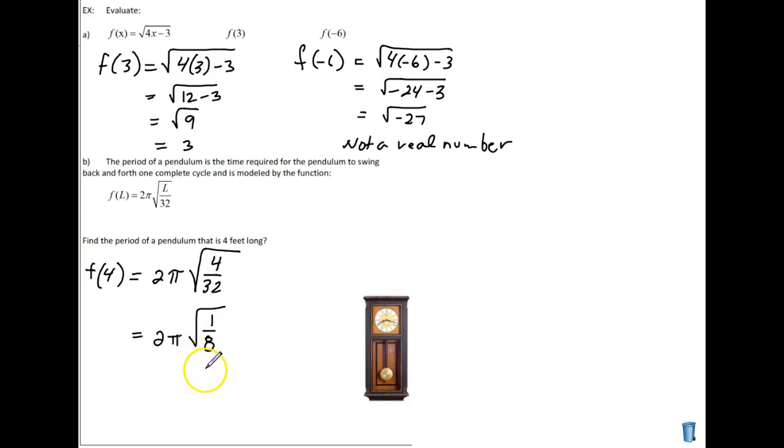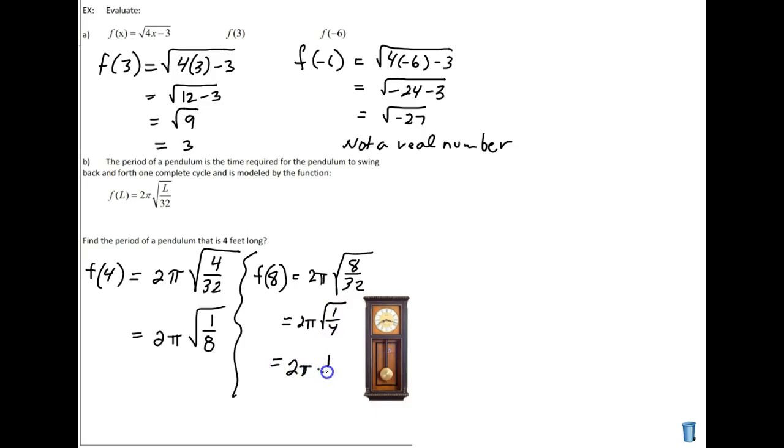Now that I've thought about this a little more, we don't know exactly what that is just yet, but that's okay. You will learn how to simplify those in the near future. Let's just pretend for a second that this was f of 8 instead of 4. Then I would have 2 pi times the square root of 8 over 32, which would give me 2 pi times the square root of 1/4. We know the square root of 1 is 1 and the square root of 4 is 2, so that would be 2 pi times 1/2, which would eventually just give us pi. So we could simplify this. We're not quite there yet in our learning, but we're going to get there pretty soon. You can see that depending on how long this pendulum is tells us how far it's going to swing.